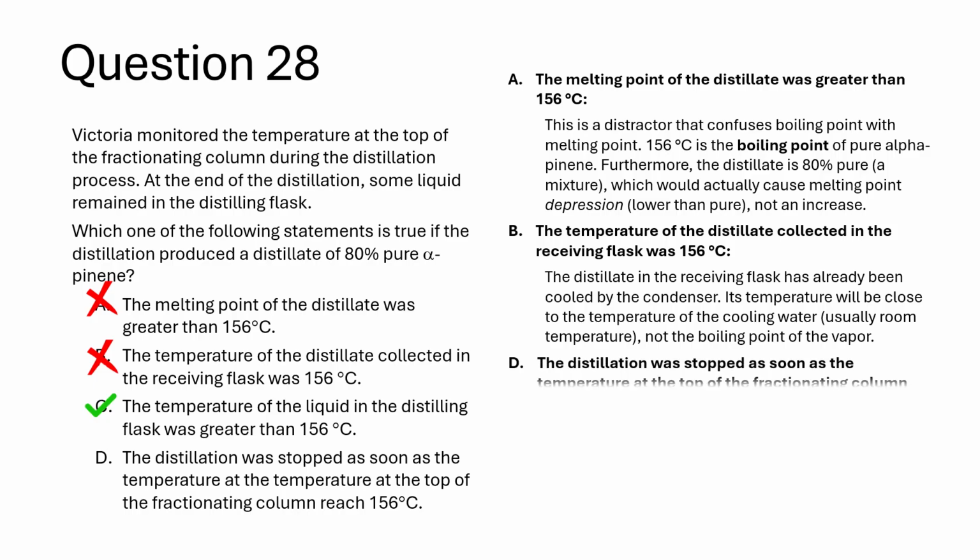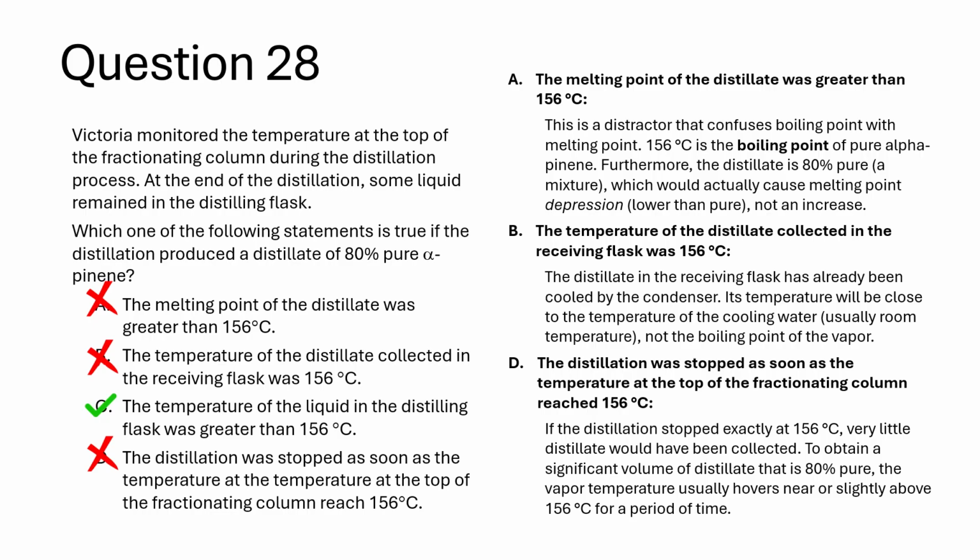D. The distillation was stopped as soon as the temperature at the top of the fractionating column reached 156 degrees Celsius. If the distillation stopped exactly at 156 degrees Celsius, very little distillate would have been collected. To obtain a significant volume of distillate that is 80% pure, the vapor temperature usually hovers near or slightly above 156 degrees Celsius for a period of time.